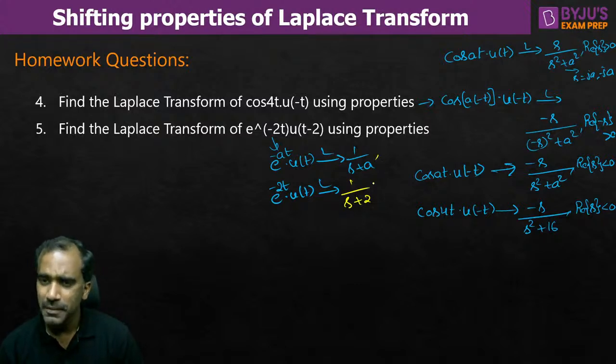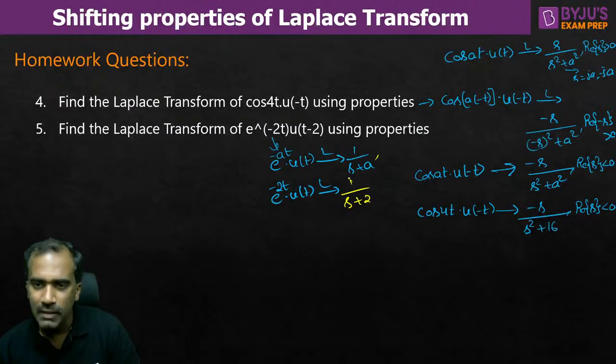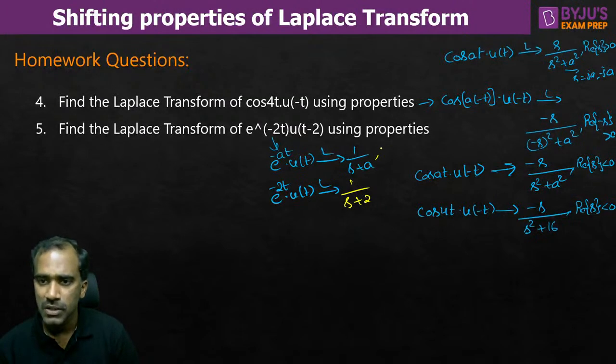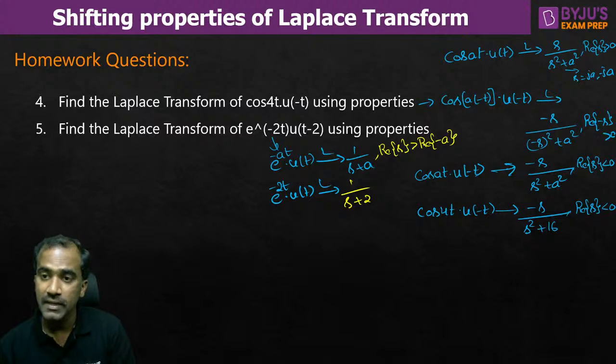Sometimes if you make a mistake, we can compare and understand. The pole we can directly observe here: whatever is in the power, remove the variable, and whatever is there in the power, that itself is the pole. Pole means the value for which the denominator becomes 0 or the overall value becomes infinite. So what is the ROC here? Real part of s is greater than real part of minus a, that is, real part of s greater than real part of the pole.